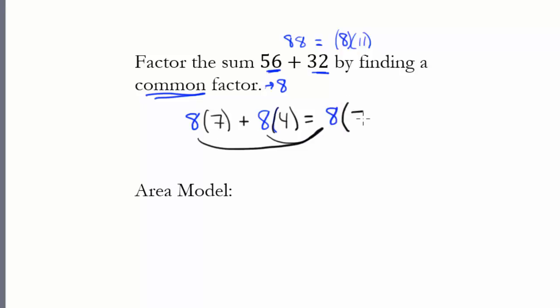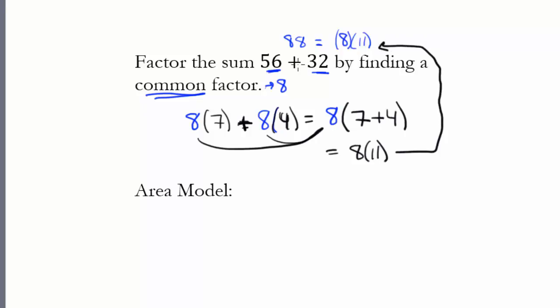So let's rewrite this as 8 times whatever's left over. Well, I have a 7 left over, plus, I have a plus here, so I have a plus, and 4. Okay, so 8 times 7 plus 4, which is actually nothing more than 8 times 11, which is exactly what we got when we added first and then factored, okay? So this is how we can factor a sum by finding a common factor. We don't use it too often with numbers. However, this idea will show up again certainly when we're factoring algebraic expressions, okay? It's the same idea. So we're just doing it with numbers here to show you that it makes sense.